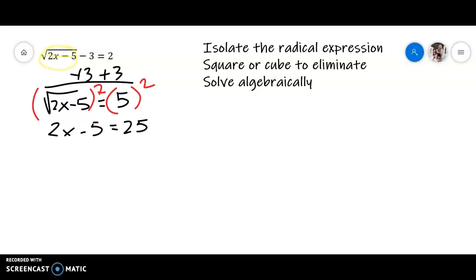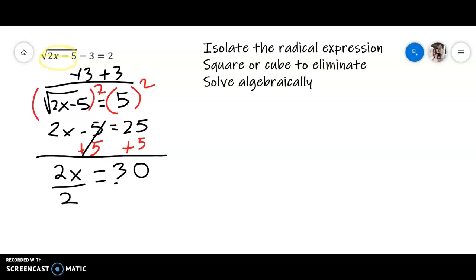So how do I solve this? Well, add 5 on both sides. So now I have 2x is 25 plus 5, which is 30. Almost done. Last step. Divide by 2. Cancel out, x is equal to 15.